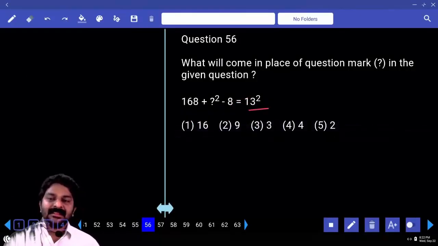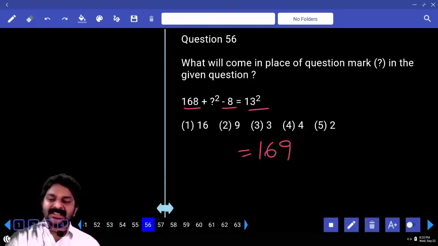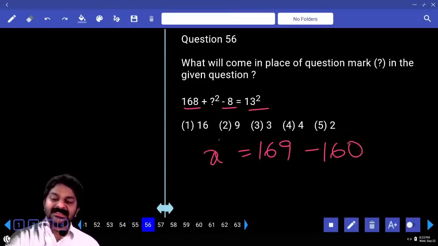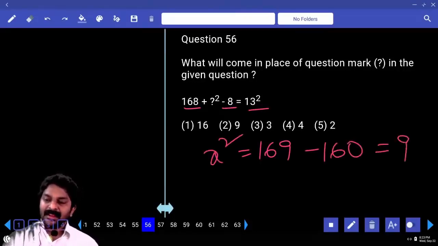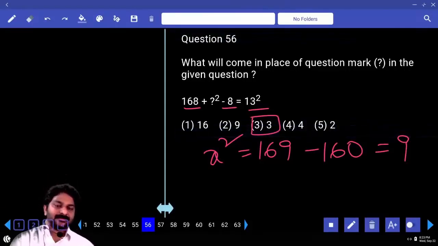Right hand side 169, left hand side 168 minus x 160. 160 goes to the other side, minus 160. X square is equal to 9. 9 is which number square? 3 square, third option.